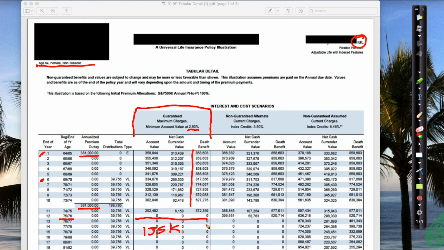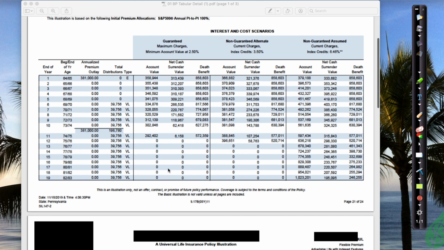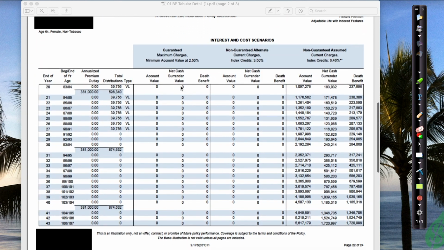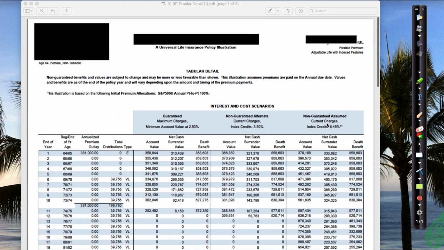Let's clear this ink real quick and roll down the page and just see what happens later on. You can see everything is a zero in the guaranteed values. The time when she's probably likely to die, like upper 80s, 85 to 90, still everything is zero. So how do they even sell bad policies like this? This is a bad policy. It lies over here in this non-guaranteed column.